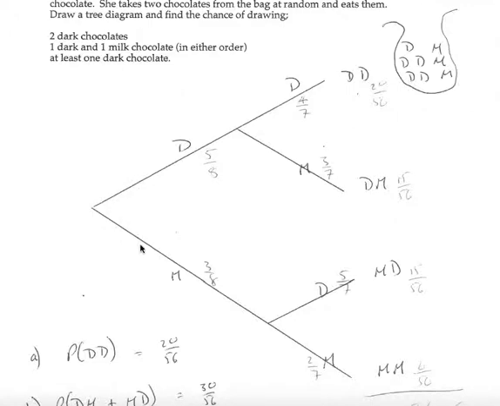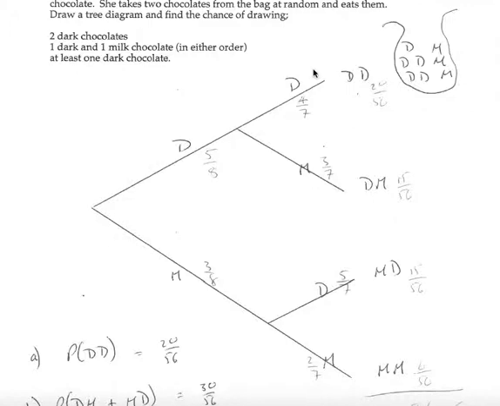However, if the first chocolate that I drew was a milk chocolate, the bag now looks like this. This one has gone. So the chance of following a milk chocolate with a dark is going to be 5 out of 7. And the chance of following a milk chocolate with a milk is going to be 2 out of 7. So this is called conditional probability, because the probabilities for the second part of the tree diagram depend upon what happened in the first part of the tree diagram.